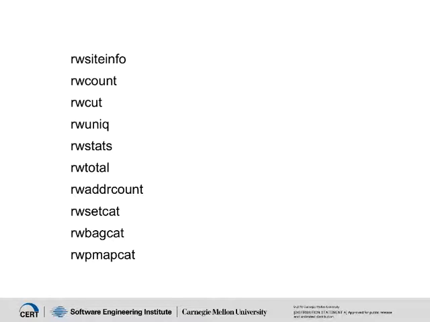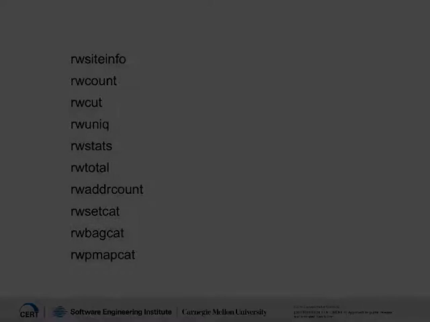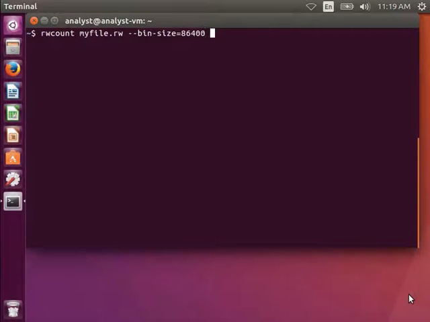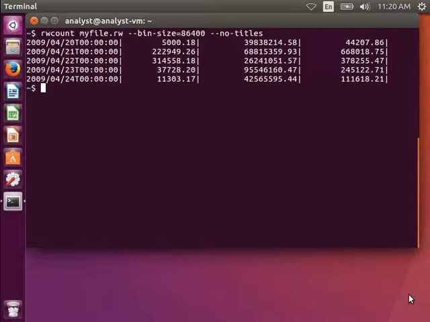I'm going to use rwcount to show you some examples of the pretty printing switches. I can start with my previous example, rwcount myfile.raw --bin-size=86400. And then I can add no titles. That leaves off the headers of the columns. I can also specify no columns instead of or in addition to no titles.